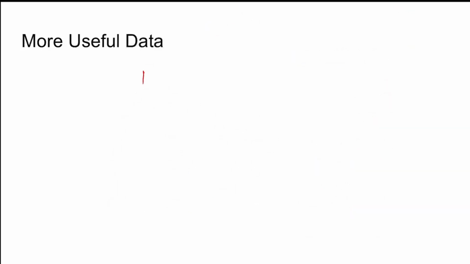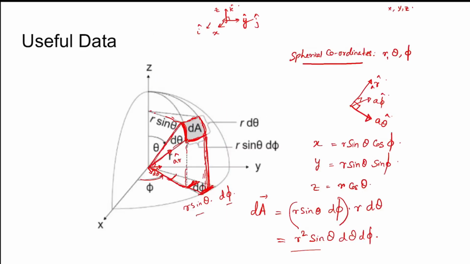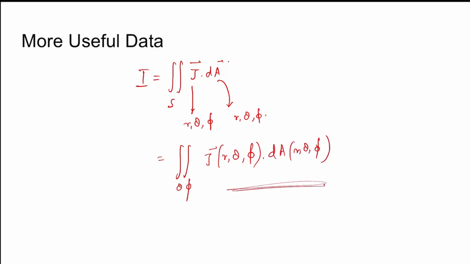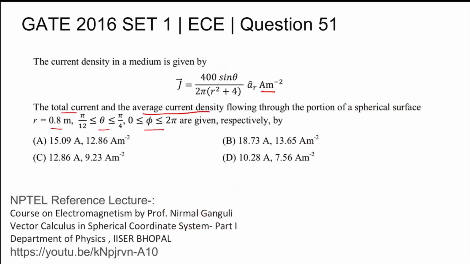Now you also know that I equals the surface integral of J dot dA. If J is given in terms of r, theta and phi, dA also needs to be transformed in terms of r, theta and phi. That's why we need this elemental area. Then we put the limits in terms of theta and phi, calculate J and dA as functions of r, theta and phi, and accordingly we can determine the total current asked in the question.